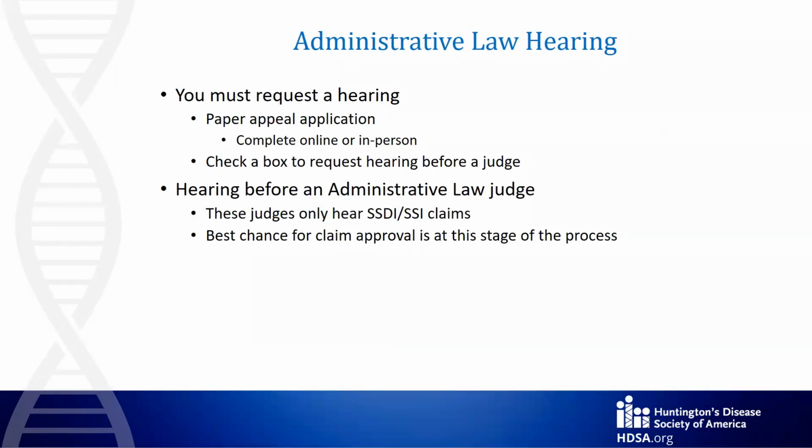And so this is going to be a hearing before an administrative law judge. They only hear SSDI and SSI claims. Their specialty is the Social Security process. And this is the best chance for a claim approval, at this stage of the process. Honestly, especially if you go in with representation with an attorney, your chances of approval are in the 60% range, which is significantly higher than any other stage of the process. So while reconsideration is frustrating, going through reconsideration is worth it to get to this stage of the process because this is the best chance for you to get an approval.